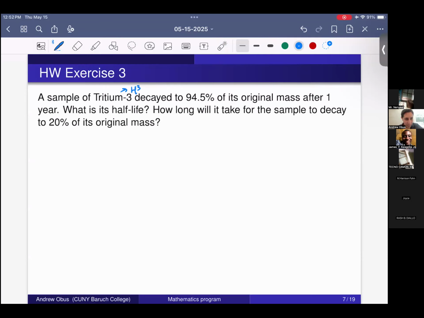Highly, highly radioactive. Not something that you find a lot of in nature. So a sample of this decayed to 94.5% of its original mass after 1 year. The question is, what is its half-life, and how long will it take the sample to decay to 20% of its original mass? This looks a little bit different, but I claim we can do this exactly the same way as we do all of the other questions. Always the equation is y equals c e to the kt.